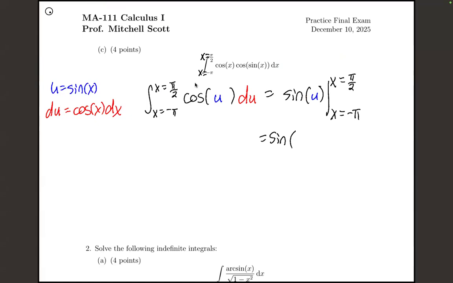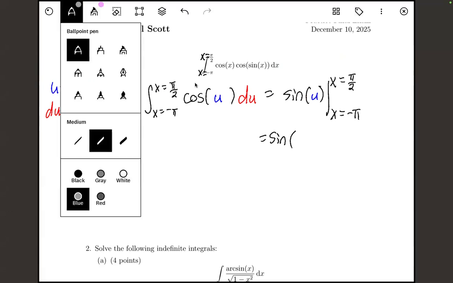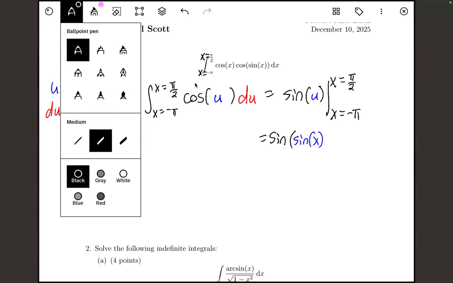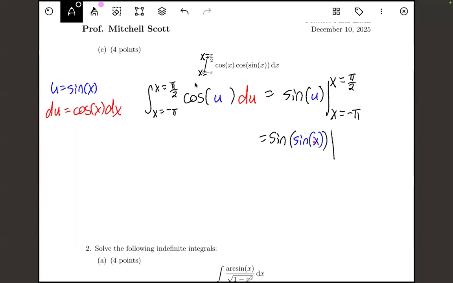sine of x, right? And then we can evaluate this. Now that this is a function of x, we can evaluate this at pi over 2 and minus pi. And we're going to end up with sine of pi over 2 minus sine of minus pi. Okay, so this is really going to check our trig knowledge here.